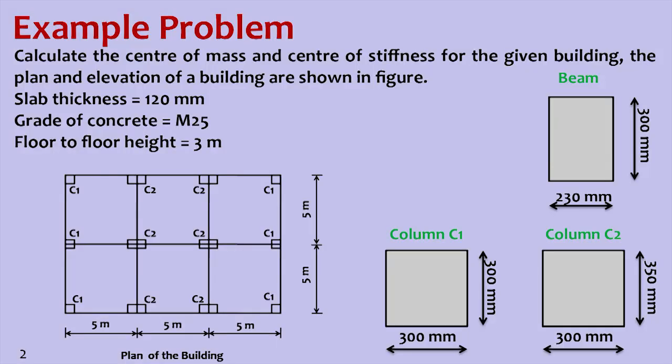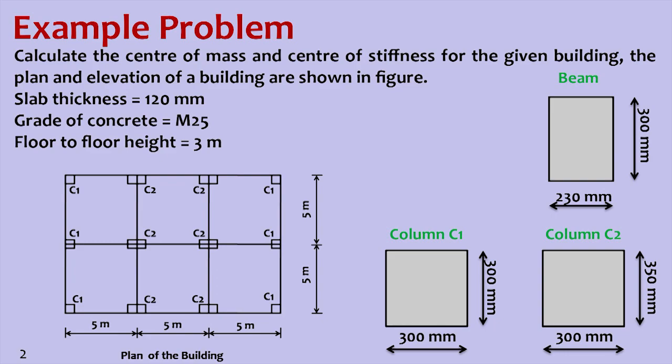The problem says to calculate the center of mass and center of stiffness for the given building, whose plan and elevation are shown in the figure. In the plan we have a total of 4 into 3, that is 12 columns, of two types: C1 of size 300 by 300 mm and C2 of size 300 by 350 mm. The beams are of size 230 by 300 mm, the slab thickness is 120 mm, the grade of concrete is assumed to be M25, and the floor to floor height is 3 meters.